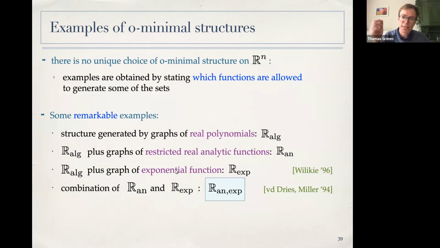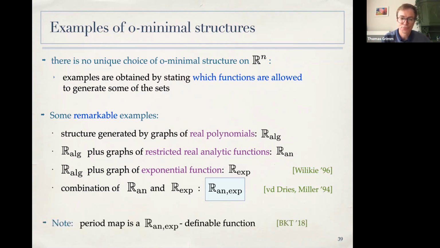And the exponential function is crucial for us because, of course, we talked about essential exponential corrections. So the structure has to have the chance to include exponential functions. And in fact, there is a combined structure which has both analytic and exponential functions in it. And the period map, the thing which I discussed before, is one of these definable functions.